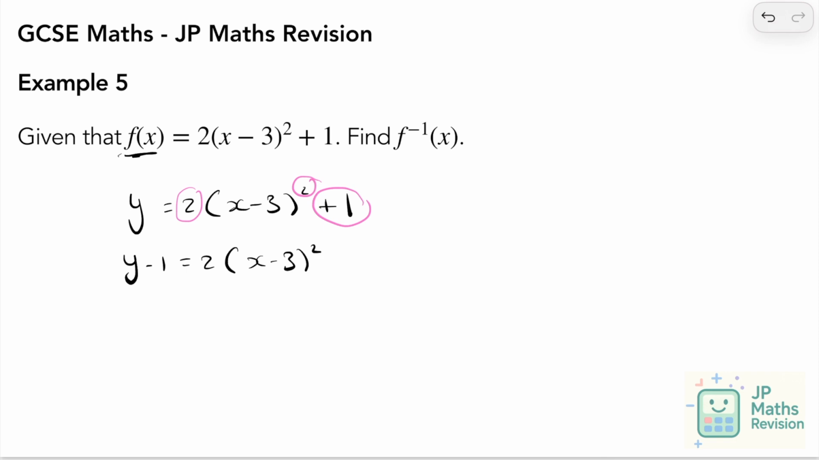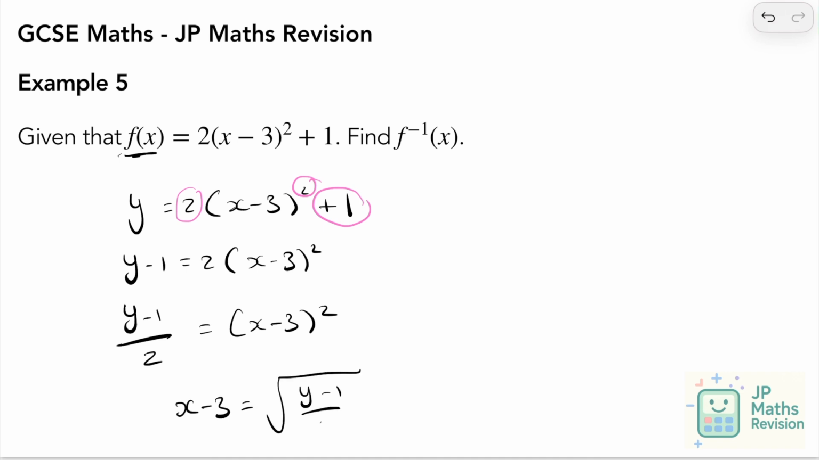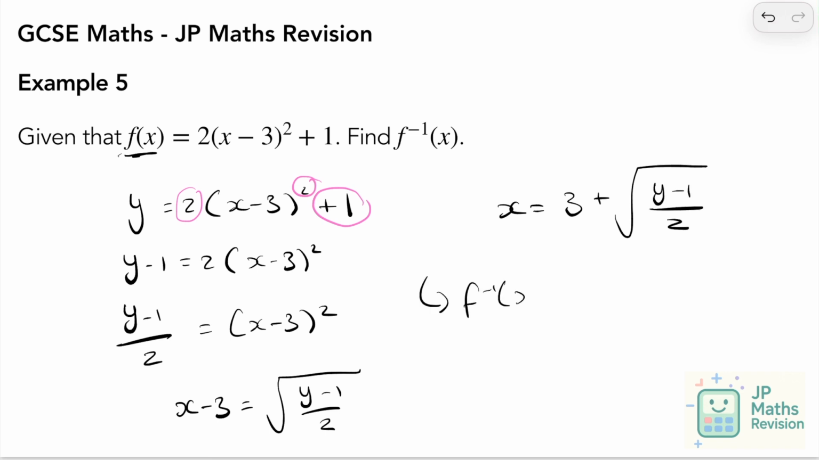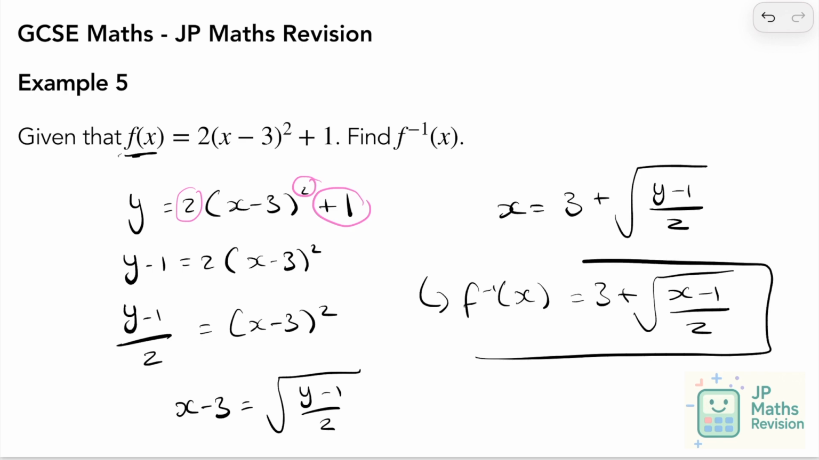Then we're going to divide everything by 2. So y minus 1 over 2 equals x minus 3 squared. Square root both sides, so we end up with x minus 3 equals the square root of y minus 1 over 2. And then adding 3 to both sides, we end up with x equals 3 plus the square root of y minus 1 over 2. So the answer to this question, f to the minus 1 of x equals 3 plus the square root of x minus 1 over 2. And that is the answer.